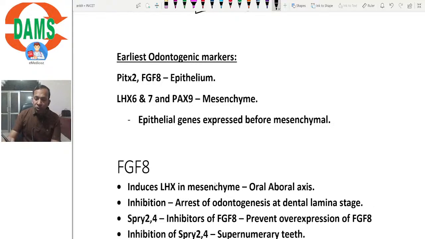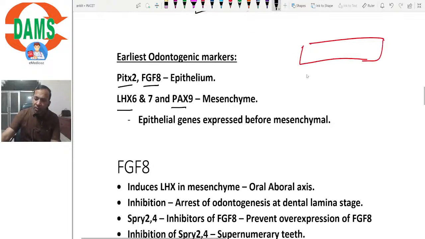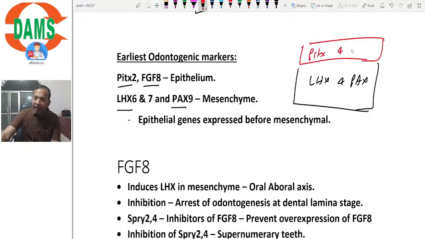Then the earliest odontogenic markers are PITX2, FGF8, LHX and PAX9. So let's say this is the epithelium, and beneath the epithelium you have connective tissue or mesenchyme. So in the mesenchyme, LHX and PAX are expressed, and in the epithelium, FGF8, PITX2 are expressed. LHX6, LHX7, PAX9, all these are expressed, right?